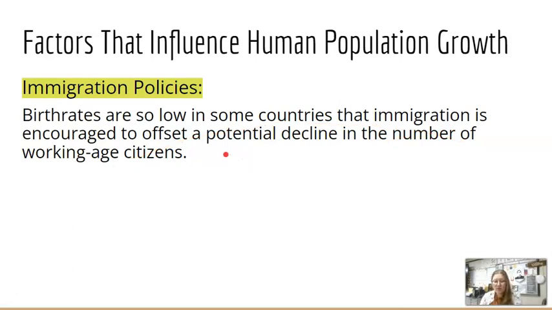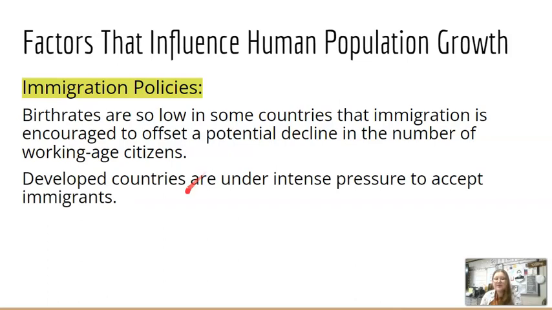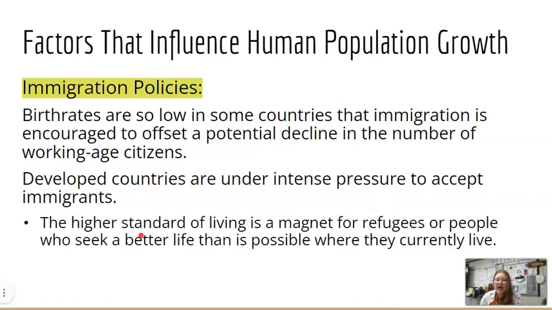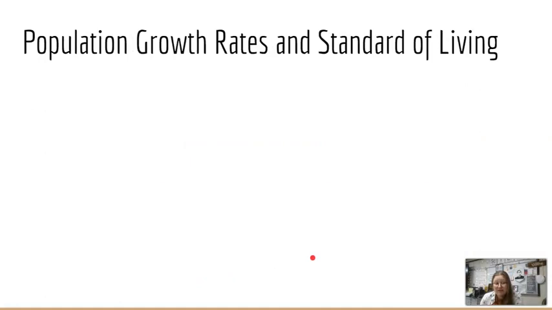They want to keep a population stable so that there's still people to do all of the jobs. So if they think their own population is not going to increase or not going to stay the same, then they may push for immigration. Developed countries are under intense pressure to accept immigrants, and the higher standard of living is a magnet for refugees and people who seek a better life than is possible where they currently live.